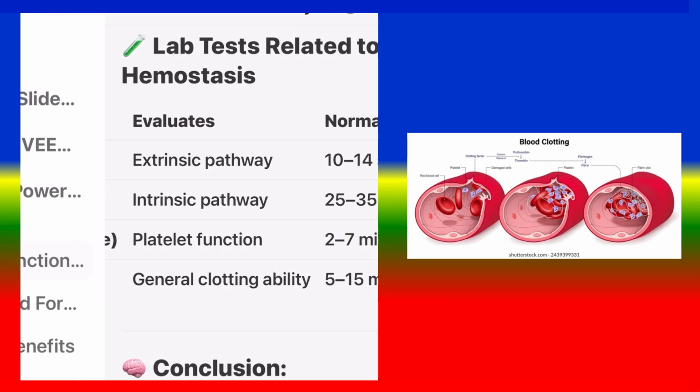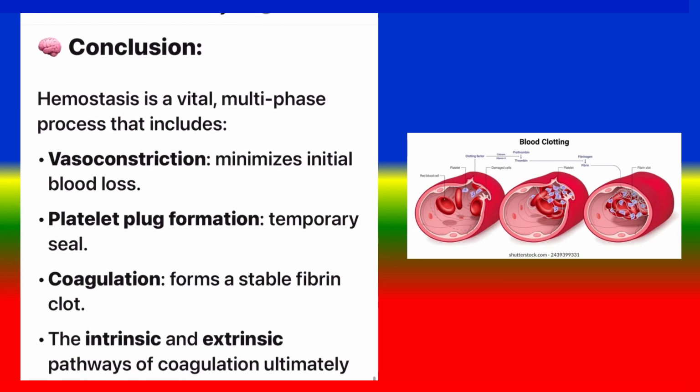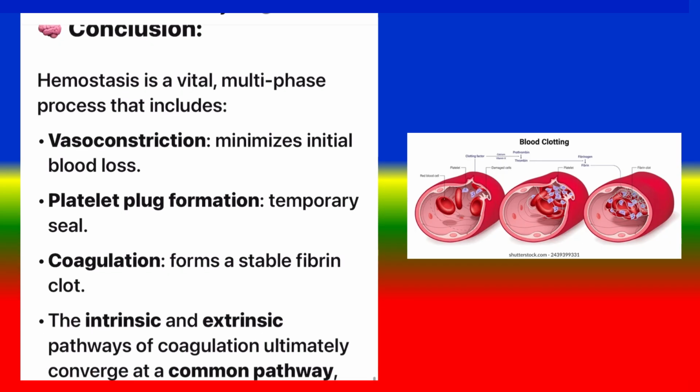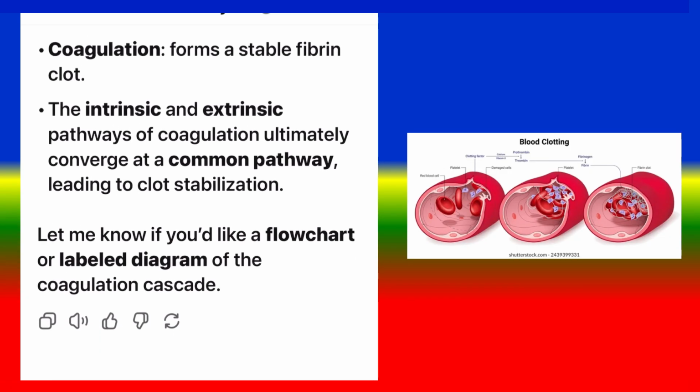Conclusion: hemostasis is a vital, multi-phase process that includes vasoconstriction, which minimizes initial blood loss; platelet plug formation, a temporary seal; and coagulation, which forms a stable fibrin clot. The intrinsic and extrinsic pathways of coagulation ultimately converge at a common pathway, leading to clot stabilization.